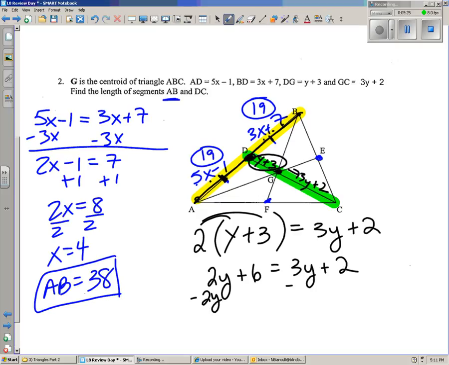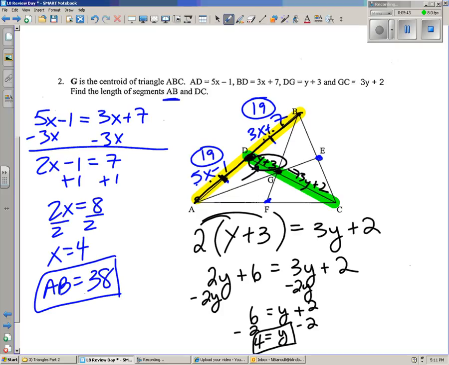Subtract 2y on both sides. So we get 6 equals y plus 2. Subtract 2, and y is 4. Again, I don't really care much about y. We're going to use it to figure out what we want to find out. So y is 4.